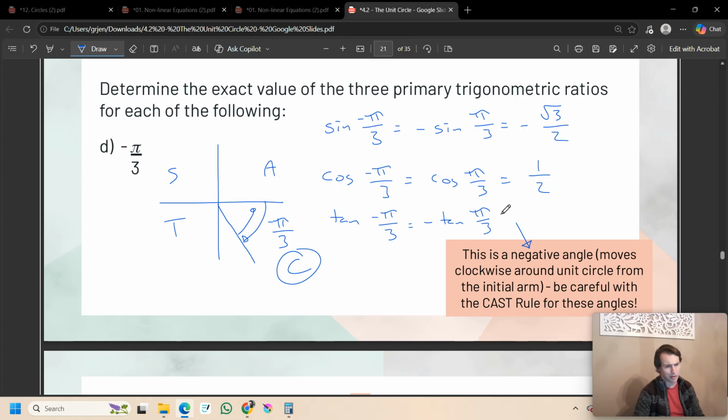Why am I whispering? And that's equal to root 3. Oh gosh. Just remember this stuff, right? You just want to be like, okay, opposite over adjacent is root 3. Negative root 3.